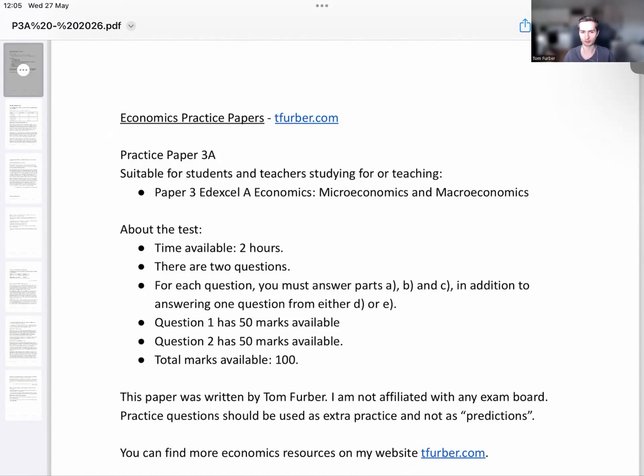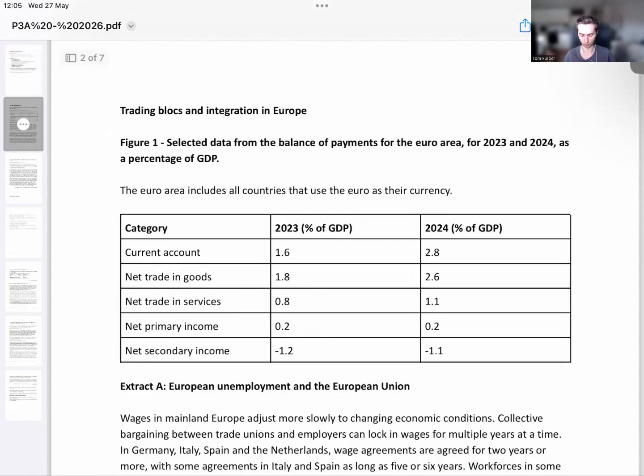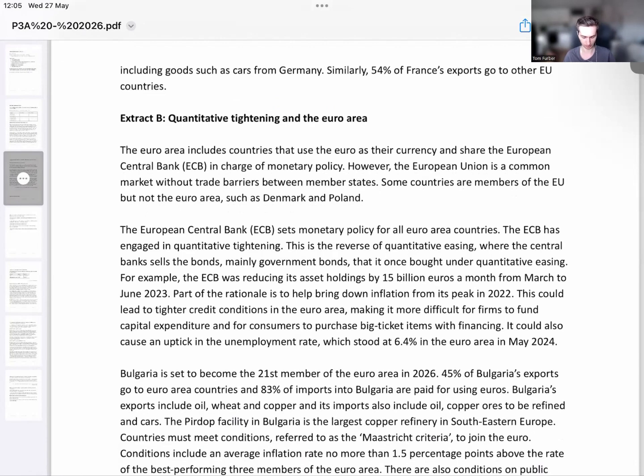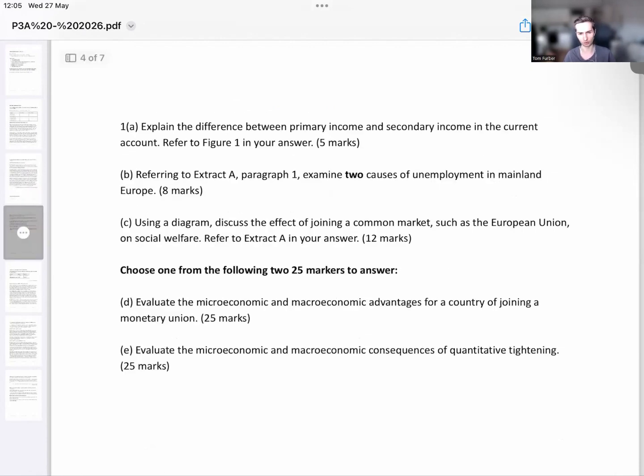Just to show you quickly what the practice paper looks like, you've got one question on Europe, trading blocks, integration, unemployment, and the current account, also quantitative tightening, and then some questions 5, 8, 12, and the choice of 25 markers where you pick one. We'll go through all these questions in the video today.